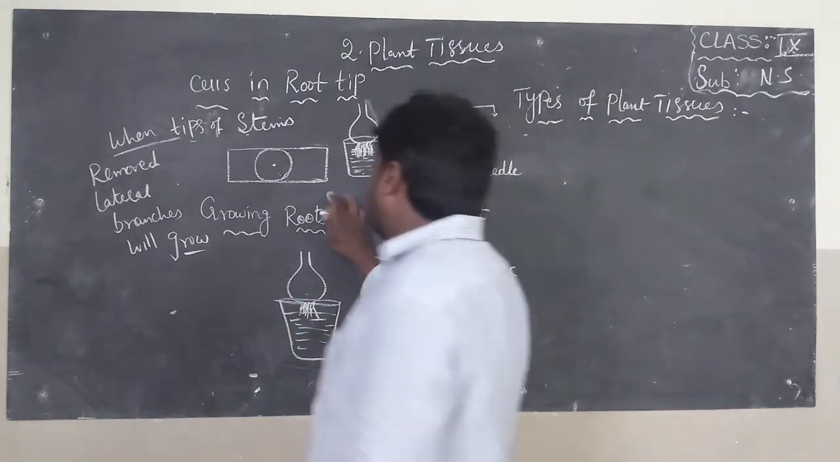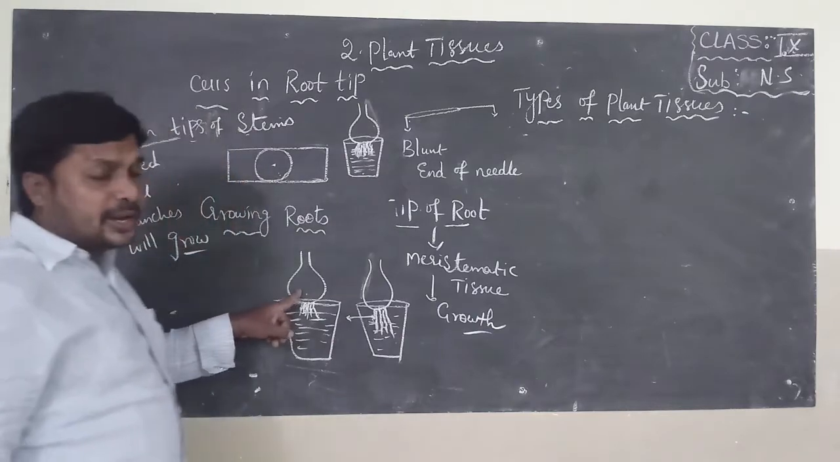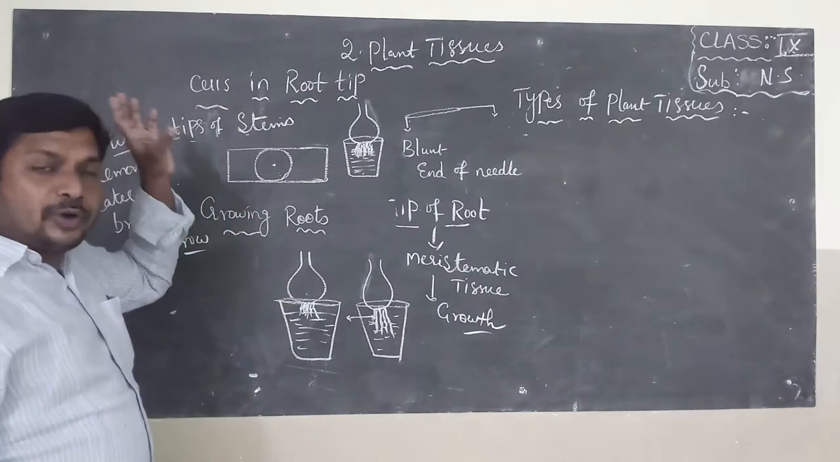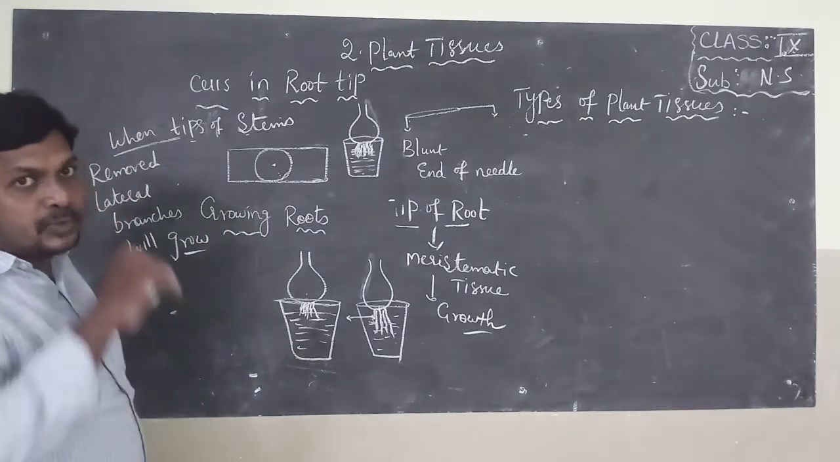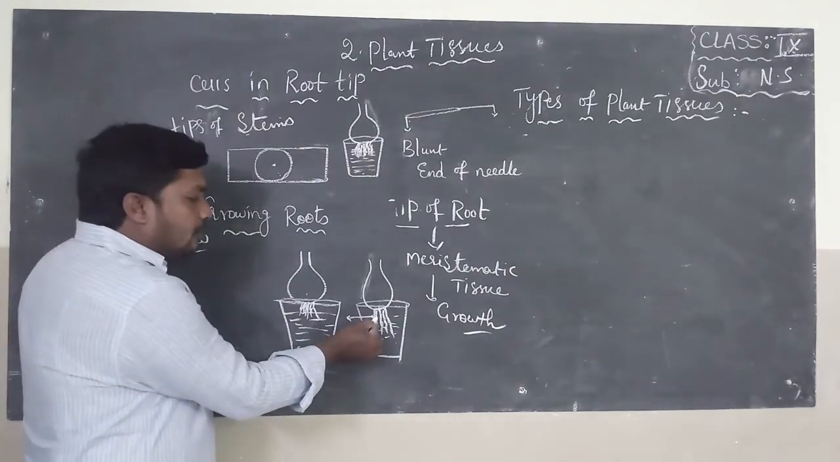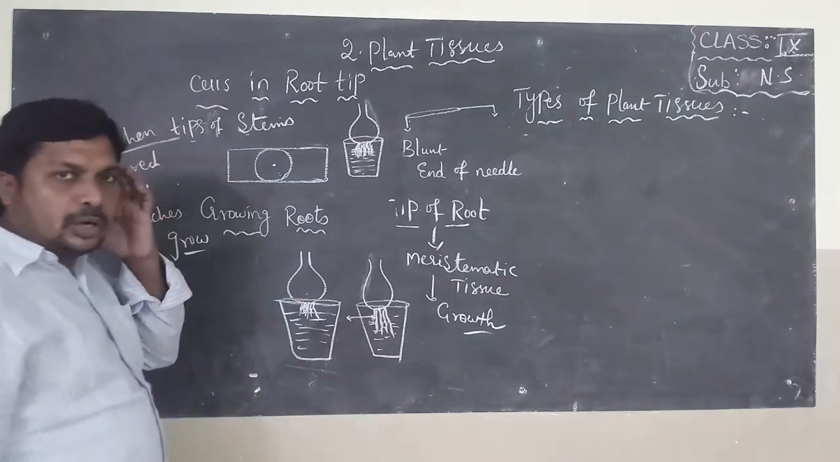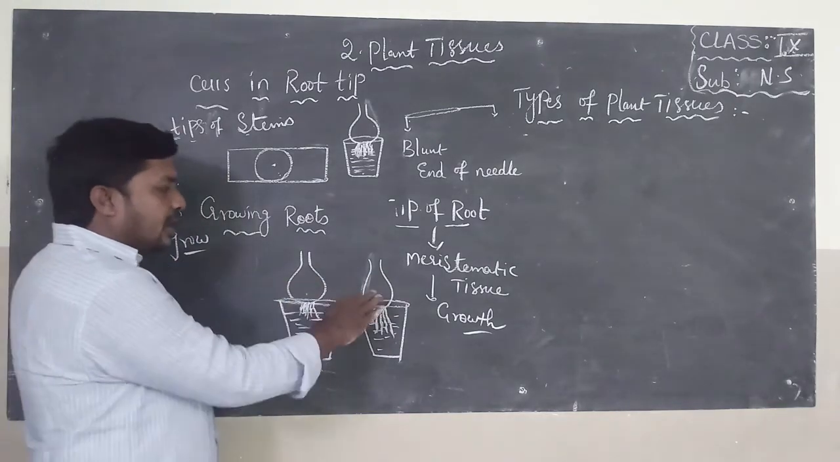So, growing of roots. Keep an onion in a glass of water. Leave it for 4 days. After some time, you can find an increase in the growth of roots. After that, select a root and cut the tip of the root. What will happen? Leave the onion for some days.